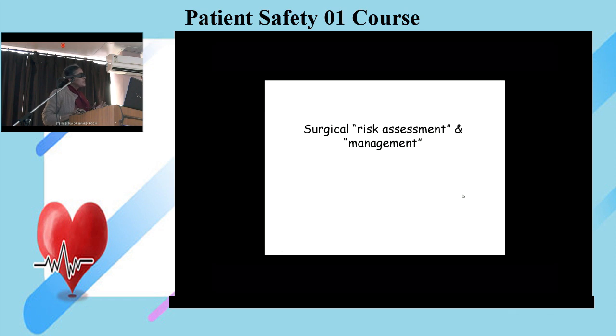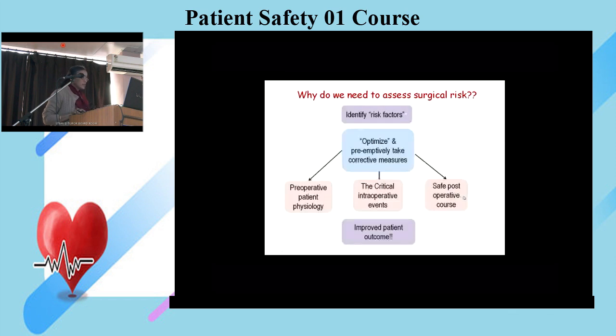Why do we need to assess risk at all in a surgical patient? So that we can identify the risk factors, we can optimize and preemptively take corrective measures for preoperative patient physiology, the anticipated critical intraoperative events, and ensuring a safe postoperative course, and all this translates into an improved outcome.